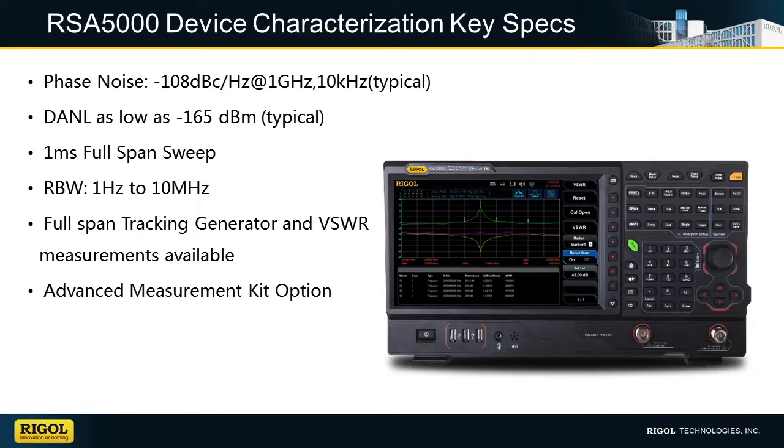In sweeping mode, the RSA 5000 provides typical performance usually reserved for the highest performing instruments, including 1 Hz RBW, displayed average noise level as low as minus 165 dBm, and phase noise as low as minus 108 dBc per hertz.